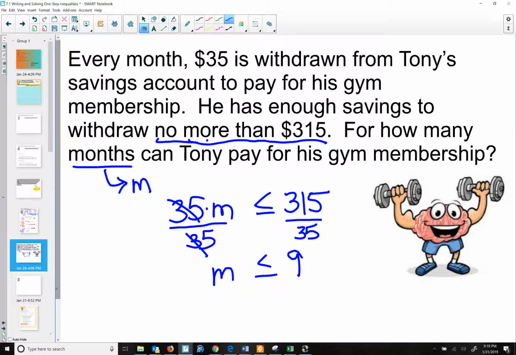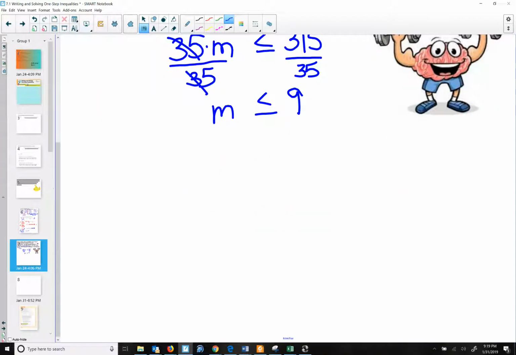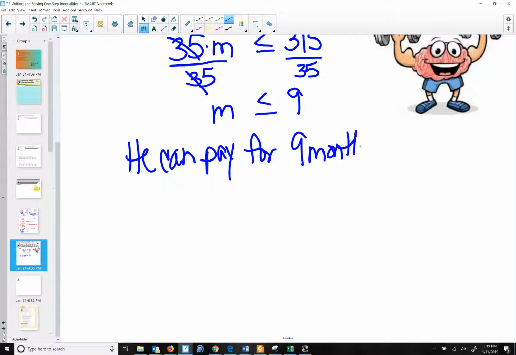Okay. Now notice I have my answer there, but what I would really like you to do is write this out in a sentence now. Didn't say to graph it, but he can pay for 9 months. That would be the maximum though, or less. You know, he could quit. Sorry, that's kind of messy. All right. So he could pay for 8 months. He could pay for 5 months. He could pay for 2 months. Maybe he just decides this gym isn't what he wants. I don't know. Whatever.